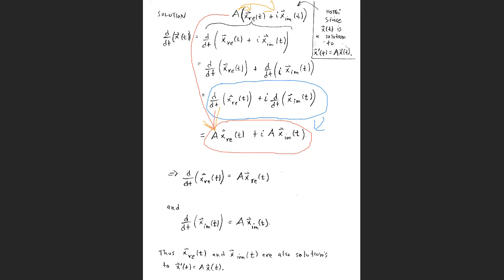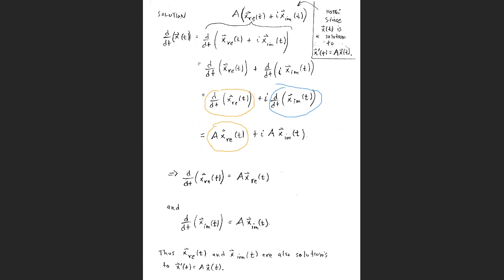So certainly these two are equal. And if those two are equal, then the derivative of the x real of t vector would have to equal A times x real of t. Similarly, the derivative of x im of t would have to equal A times x im of t. It has to. There's no other choice.